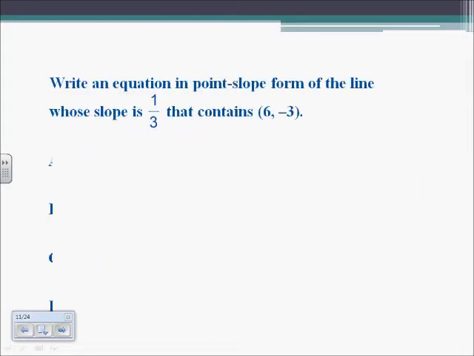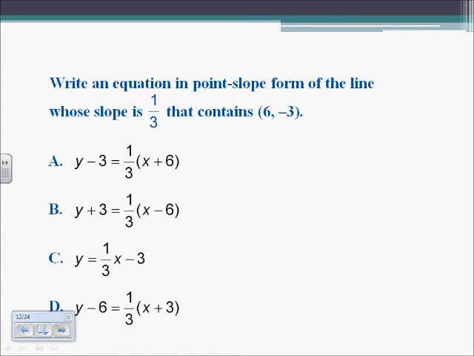Moving on. Question says write an equation in point slope form of the line whose slope is 1/3 that contains 6, negative 3. So by looking at our choices, we know one for sure is not part of the point slope form, and that would be C. Definitely can't be C there. We have the slope being 1/3 and my point x1, y1 being 6, negative 3.